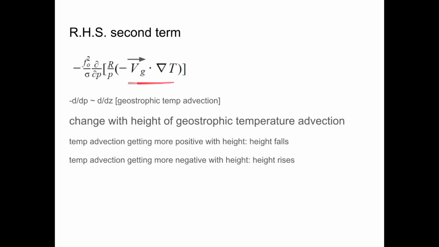So how does the geostrophic temperature advection change with height? That is the second term. So again, if this term's positive, we should see height falls. And so if the temperature advection is getting more positive with height, we should see height falls. If the temperature advection is getting more negative with height, we should see height rises.